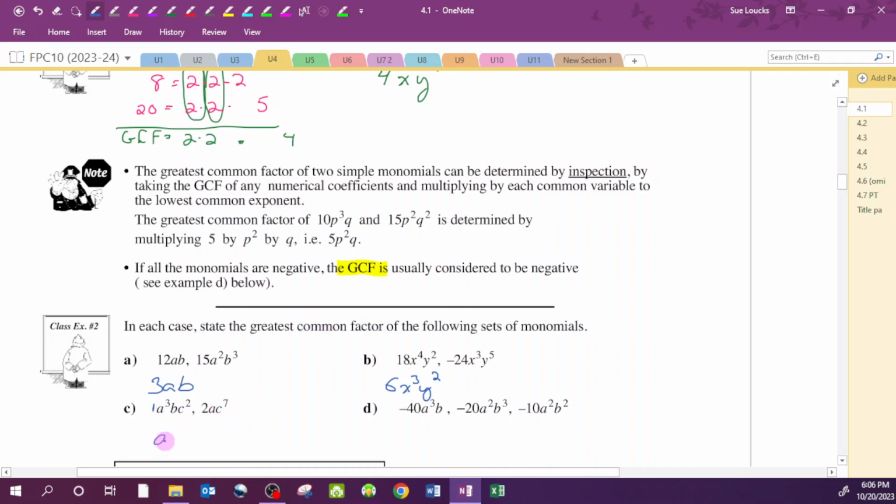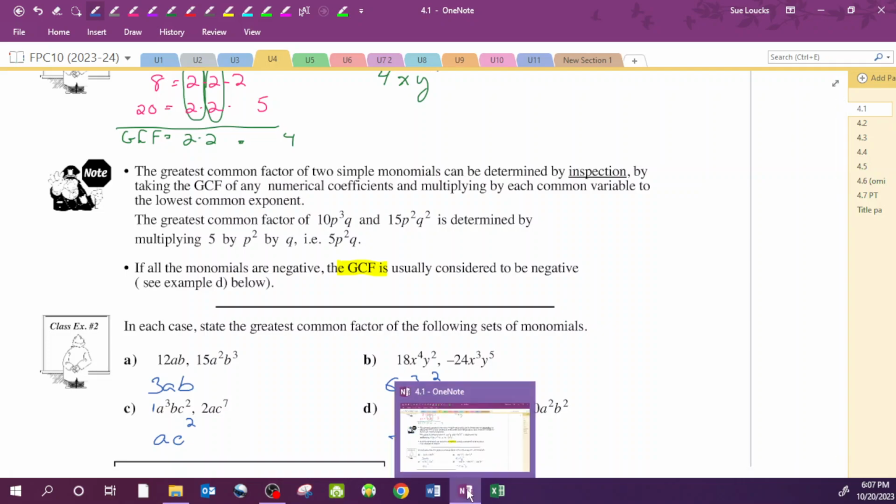I can factor out an a from both of them. I can't do a b because there's no b over here, but I can do c squared. And then over here, all of my coefficients are negative, so it's going to be negative something, negative 10. And then looking at the a's, it's going to be a squared b. All right, go and do questions 1, 2, and 3. Bye.